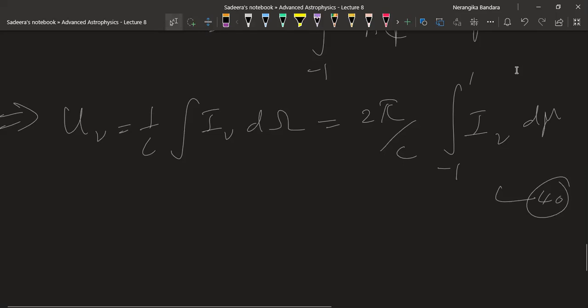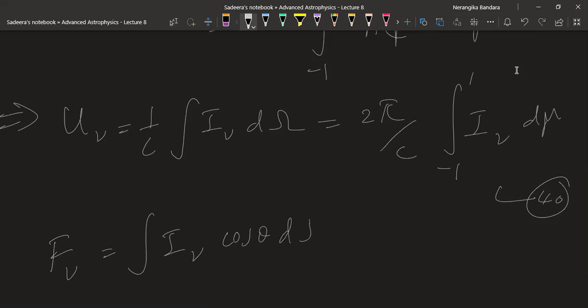Or other quantities like flux, F nu. This was the original definition for that. It's I nu cosine theta d omega, the general definition, and this too can be written as 2 pi times the integration of I nu mu. This is pretty obvious, right? I'm just converting cosine theta into mu. That's all I'm doing. Let's call this equation 41.